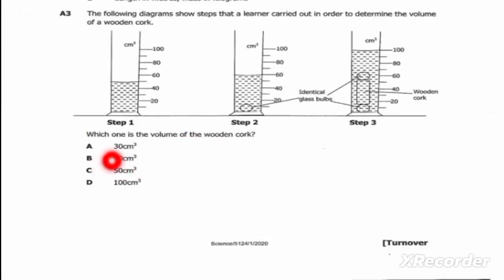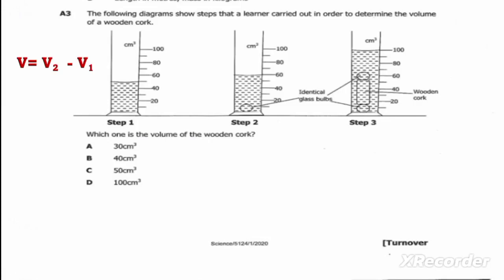A, 30 cubic centimeters. B, 40 cubic centimeters. C, 50 cubic centimeters. D, 100 cubic centimeters. To find this answer, we are going to apply the same formula, which says volume is equal to volume 2 minus volume 1. The next thing that we are going to do is to identify the volume of the glass bulbs.